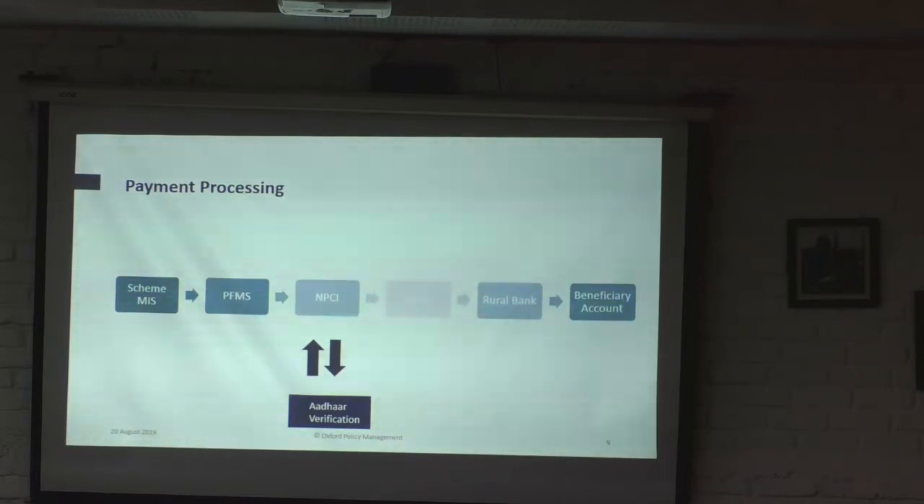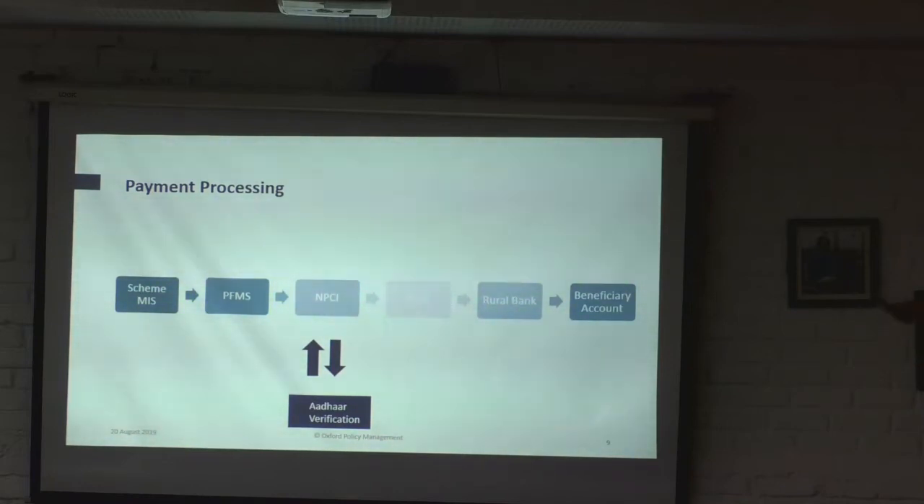Now beneficiaries might have an account with a rural bank that isn't registered with the NPCI. So then what happens is NPCI sends it to a sponsor bank. The sponsor bank then transfers it to the rural bank and the rural bank to the beneficiary. And along this process, there are a lot of places at which errors are generated. Some are slightly more well documented than others.